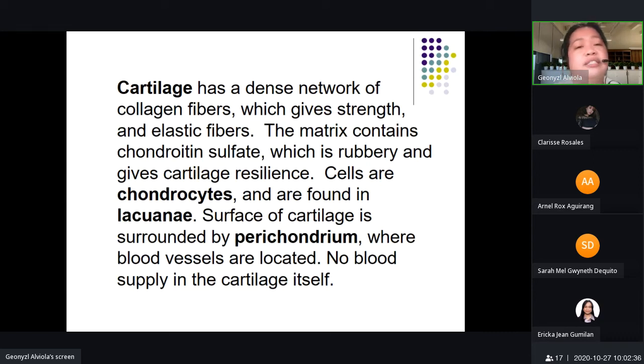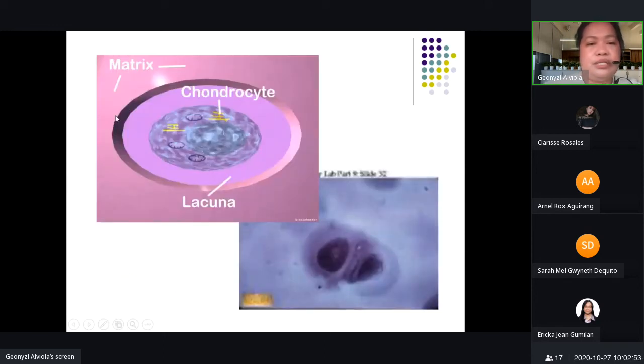They are found inside the lacunae. And the surface of the cartilage is surrounded by perichondrium where blood vessels are located. Naturally, cartilage is avascular or no blood supply. So this is an example of a chondrocyte, but the actual features are in the diagram below. So this is the chondrocyte situated in the matrix, clear matrix.